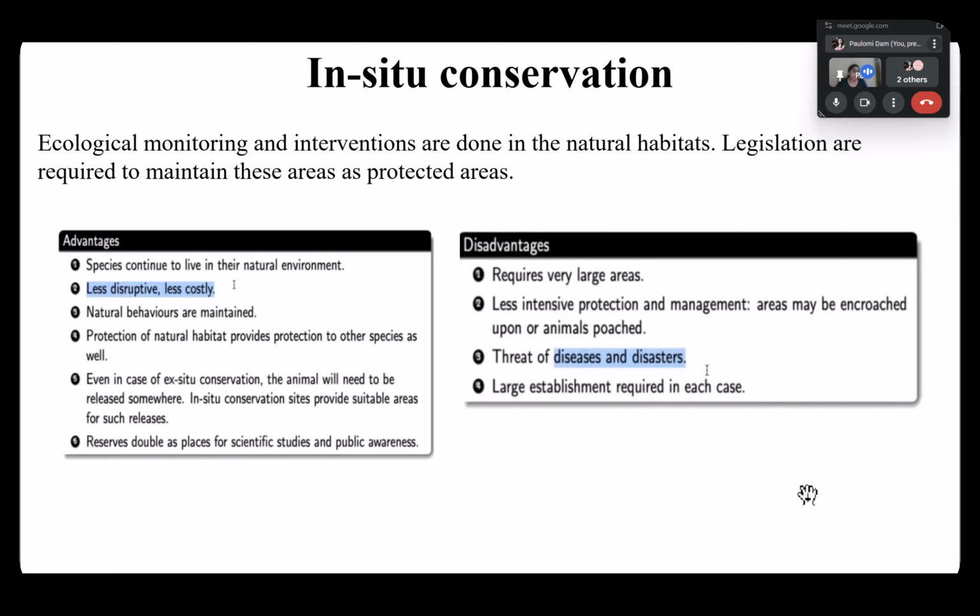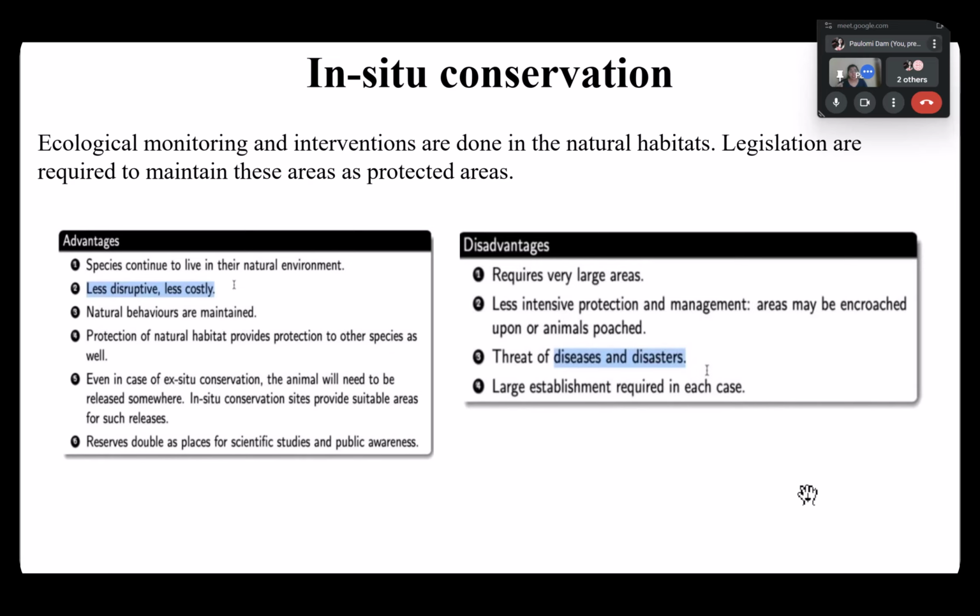You have natural behaviors maintained because it's a natural environment. You have protection of the natural habitat, and because of that, you provide protection to other species. It just takes care of the entire umbrella species concept. Even in ex situ conservation, the animal will need to be released somewhere. You have grown animals, kept them in captivity, and now want to release them back into the wild. That is not required in situ because they're already in their natural environment.